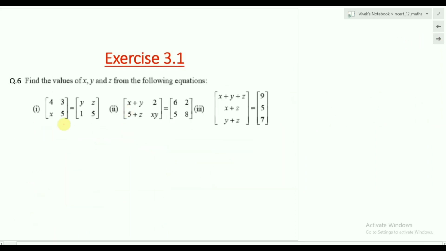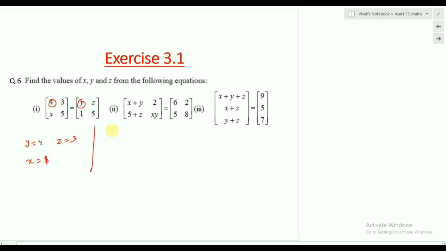Next, sixth. Find the value of x, y, z from the following equations. In the first part they have given these two matrices equal to each other. It means what? First of all you have to see the order. Order is same. It means corresponding elements you have to equate and you will get the answer. So what will be your y value? y should be equal to 4. So y value will be 4, z will be 3, and x value will be 1, that's all.